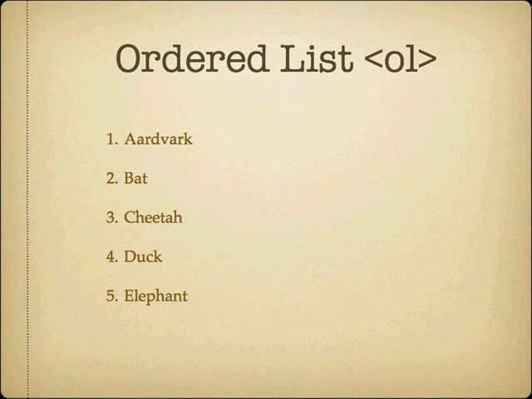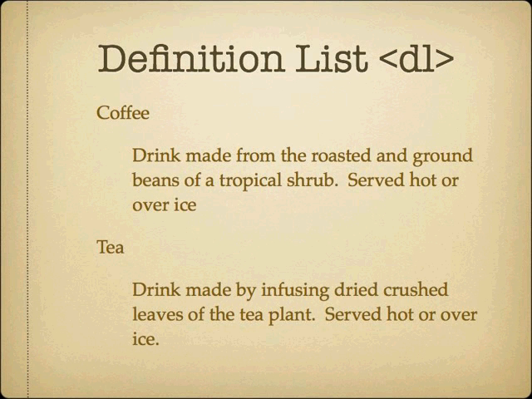Now, the final HTML list that we're going to look at is the definition list. This isn't nearly as popular or as common as the ordered list and unordered list. A definition list is, like you might expect, typically used for defining things. And so it comes in two parts. We have the term that's being defined and then the actual definition for the term.